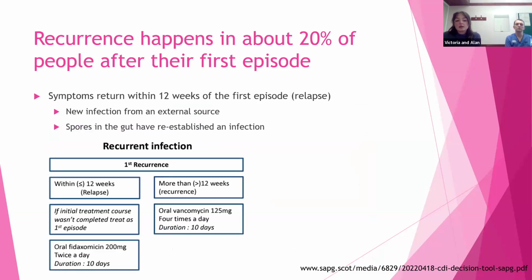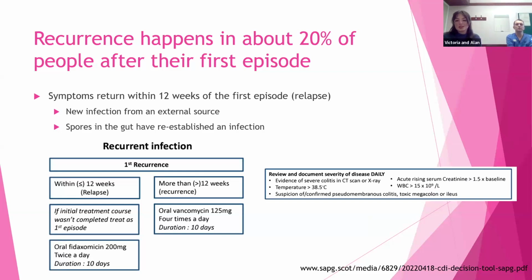It might be two different mechanisms. You might have a patient who is newly infected from a new external source and it's an unrelated infection, but it may also be because spores in the gut have managed to regerminate and re-establish an infection. And the management of a recurrent infection is slightly different than in a first instance. And again, please use the severity score.